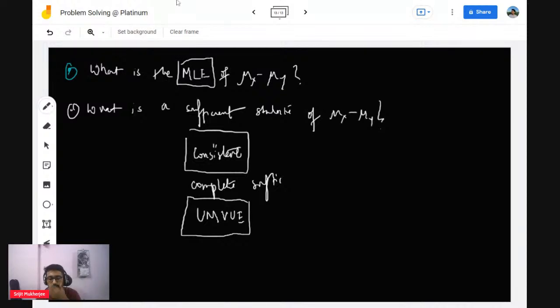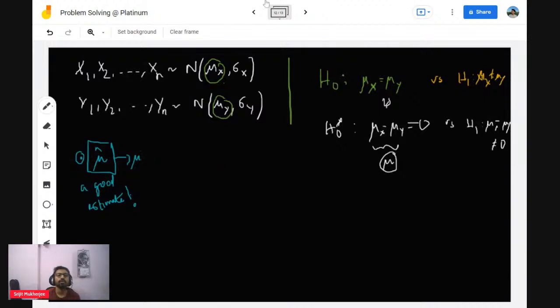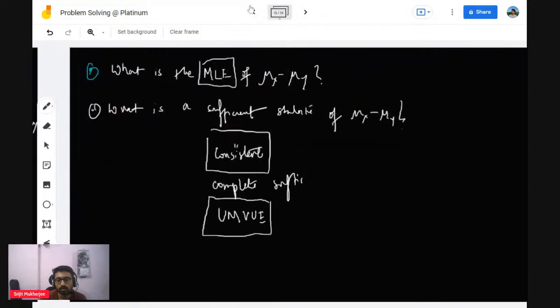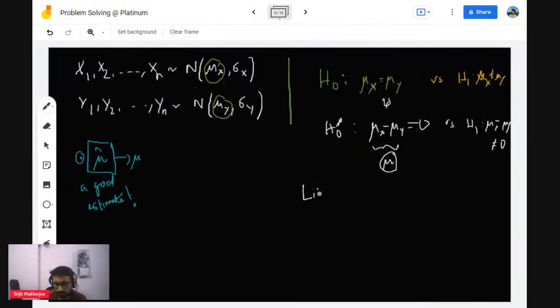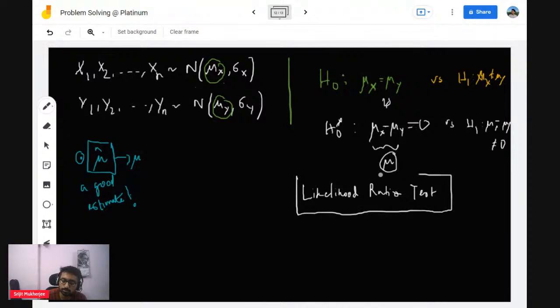So can you find this? What is a good estimate of that? Also, can you find the likelihood ratio test of this? So these are the questions that can come. I'm writing these questions right away. That's how questions are made in exams, and in mock tests also.